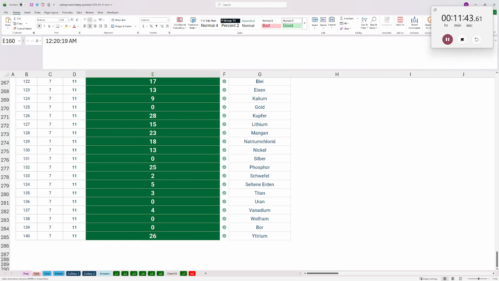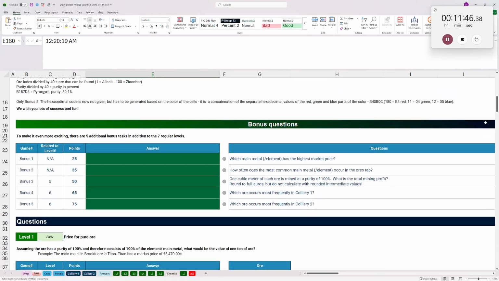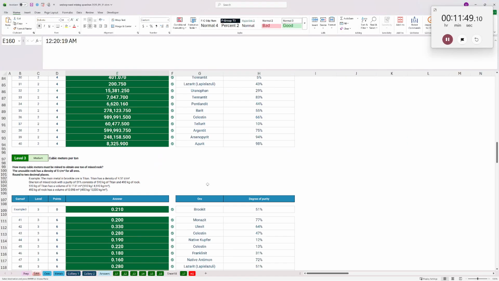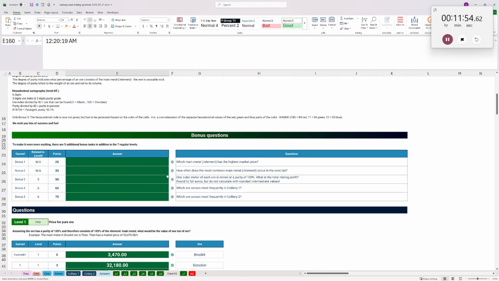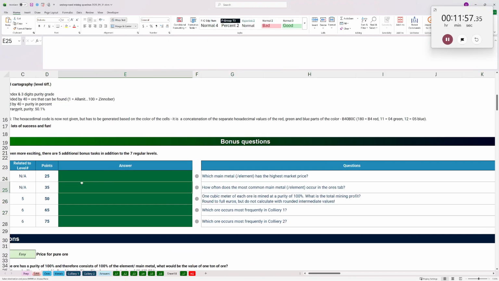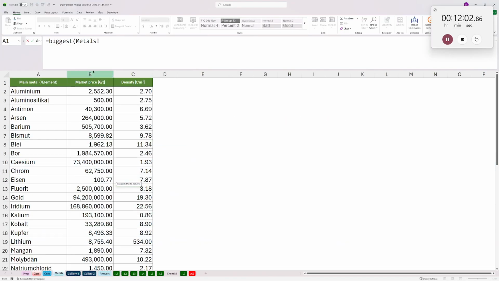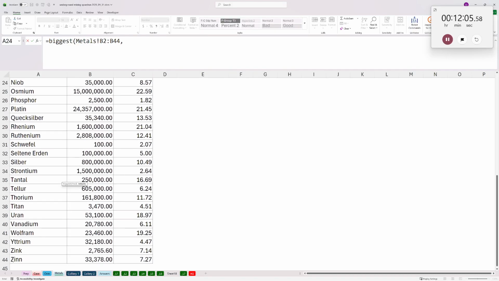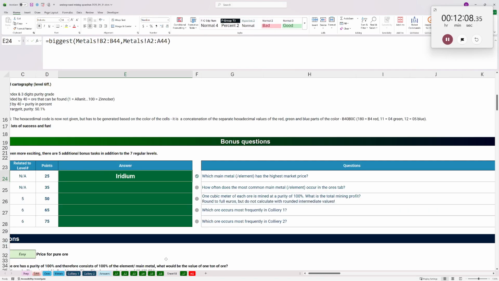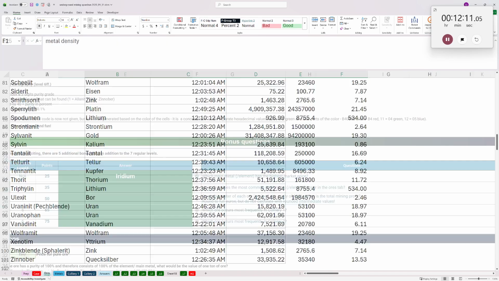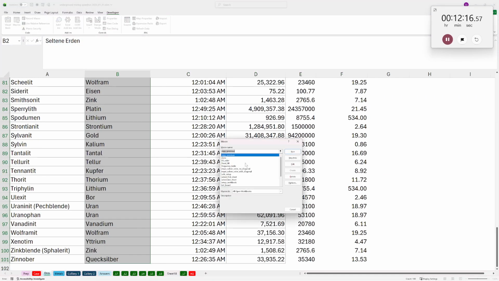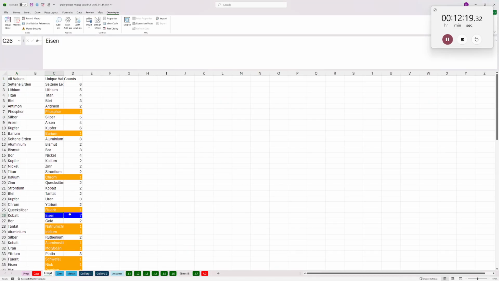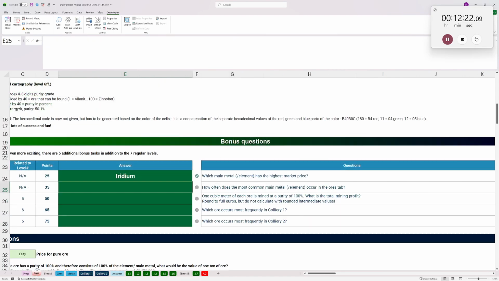All right, so hopefully we have 1,000 points. Oh, there's no point total on this. Well, they all look right, so you're going to have to believe me, it's 1,000 points. All right, what metal is the highest market price? So the biggest of this returning on here. How often does the most common metal appear? So I've got my little frequency table subroutine for that, and it is 7 times.